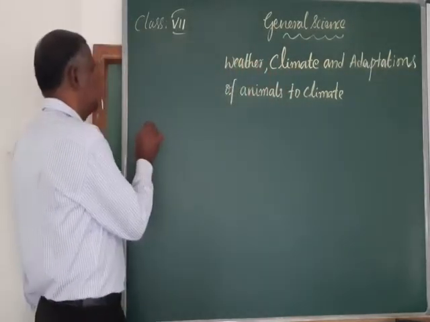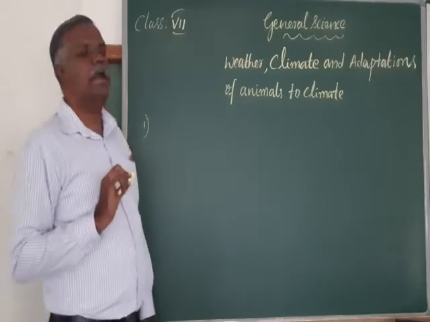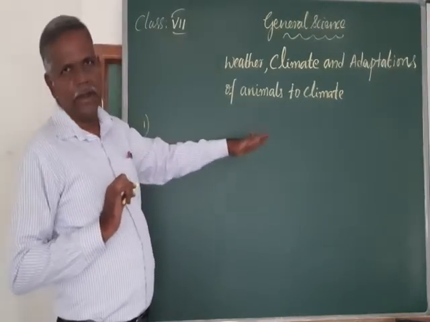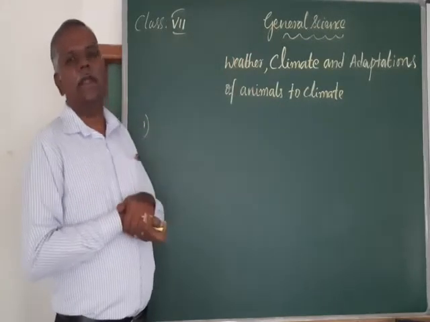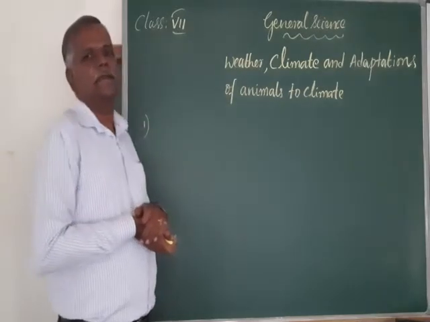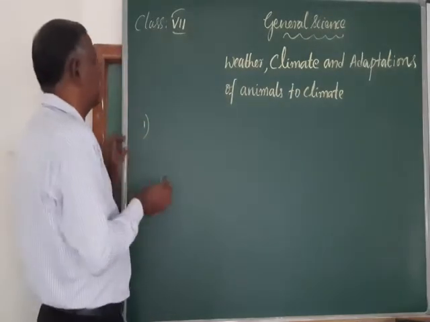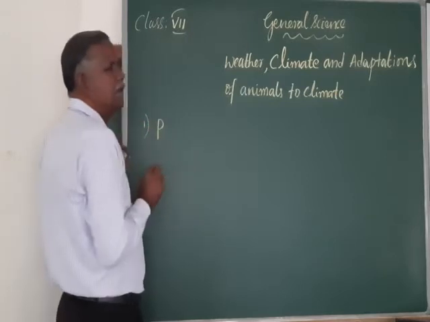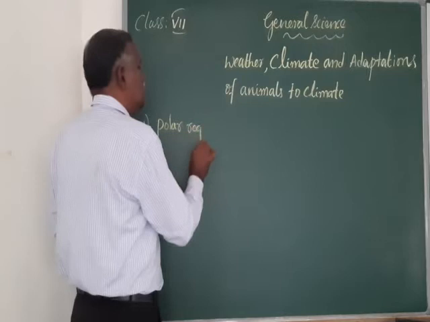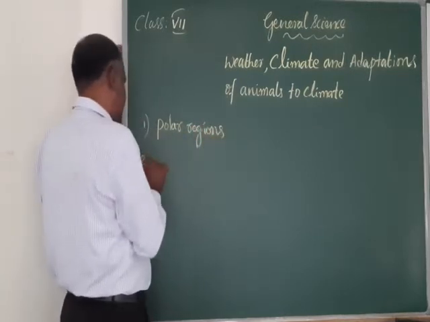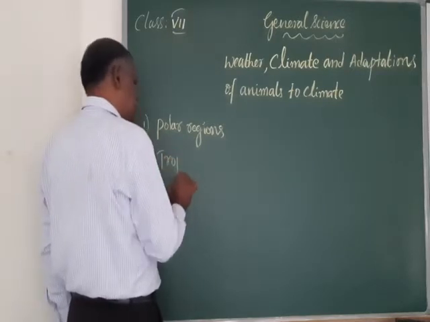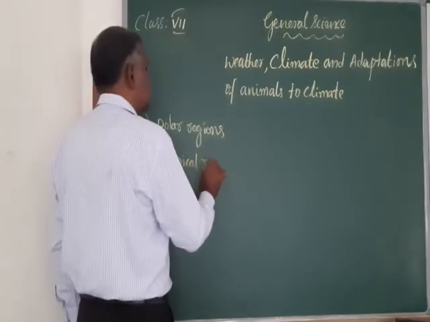In today's class, we study different adaptations, because some animals adapt to hot climatic conditions and also cold climatic conditions. What are the features they have adapted to live in these regions? Let us study one by one. First is how animals are adapted in polar regions, and second is how animals are adapted in the tropical rainforest region.